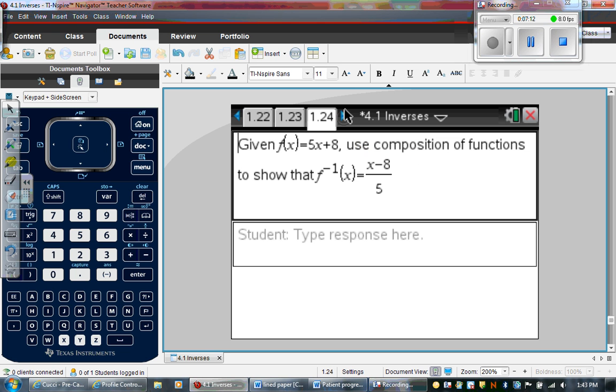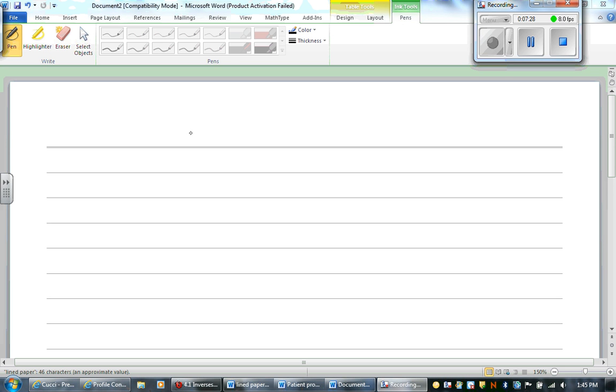So basically, what we're saying here is when we take the composition of a function and its inverse, I should wind up with x at the end. Okay, so let's give that a shot. Let's see if this holds.